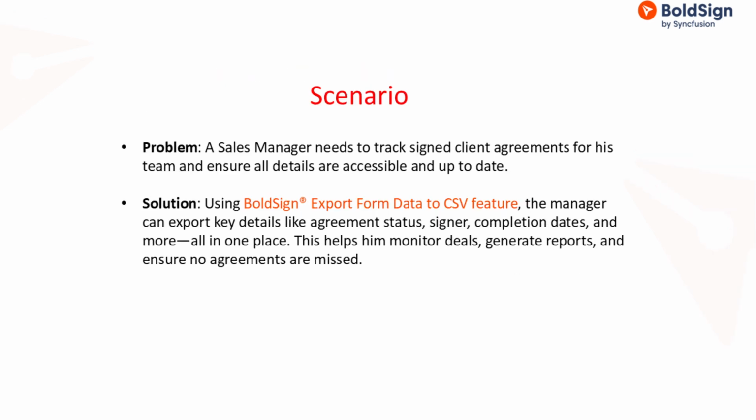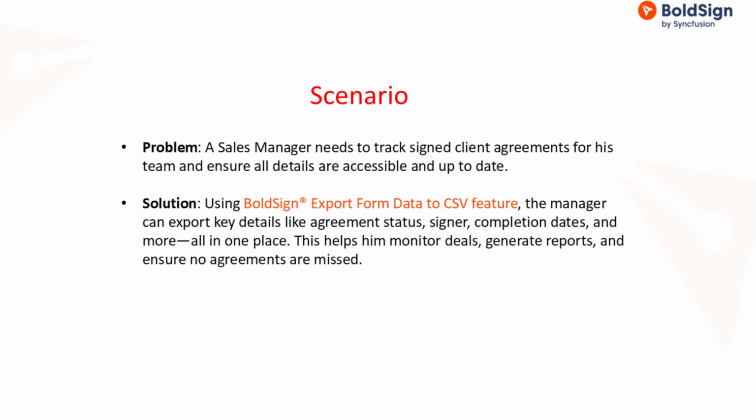Imagine a scenario where a sales manager needs to keep track of signed client agreements for his team. To ensure all agreements are easily accessible and up to date, the manager uses BoldSign's Export Form Data to CSV feature. By exporting data, they can view key details such as the agreement status, signer names, email addresses, and dates the agreements were completed, all in one place. This allows the manager to monitor the progress of deals, generate reports, and ensure that no agreement is missed during critical client follow-ups.